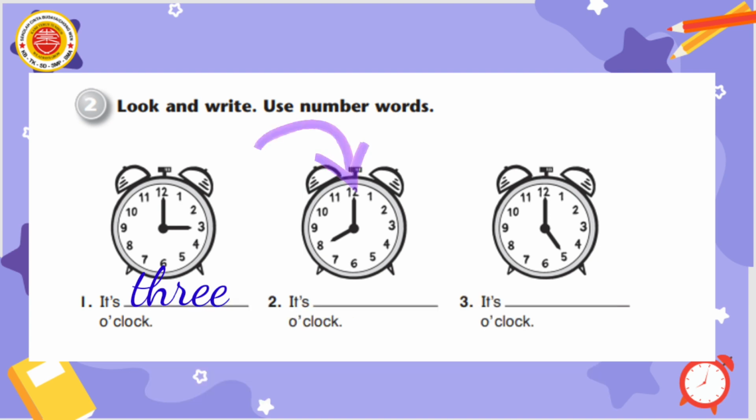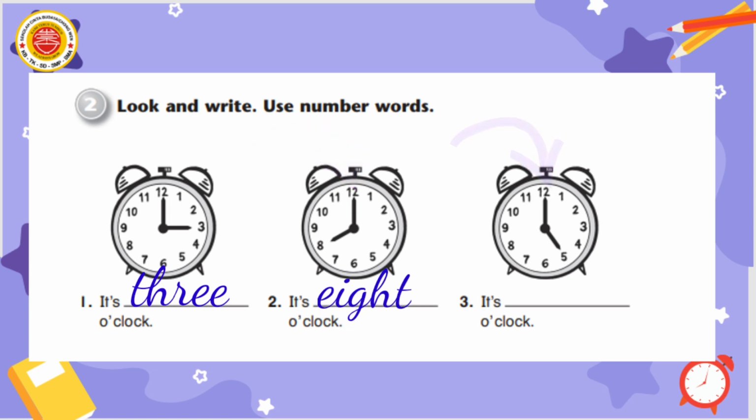Next, number 2. What time is it? Look at the long hand or minute hand is pointing to number 12. Meanwhile, a short hand or hour hand is pointing to number 8. So, it's 8 o'clock. Next, number 3.